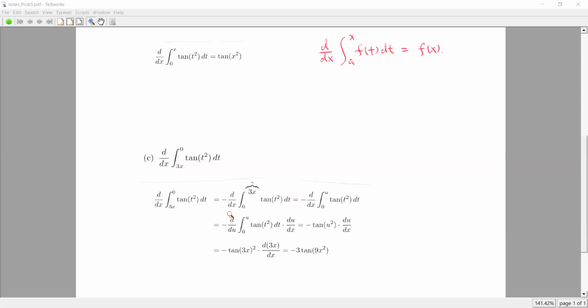For this derivative, now I can apply the formula. Cancel this derivative and integral and plug in u in t. So this derivative is tangent of u squared. Now remove u by plugging 3x in u. Then I have this equation. Derivative of 3 times x with respect to x is 3. This is the answer to part C.